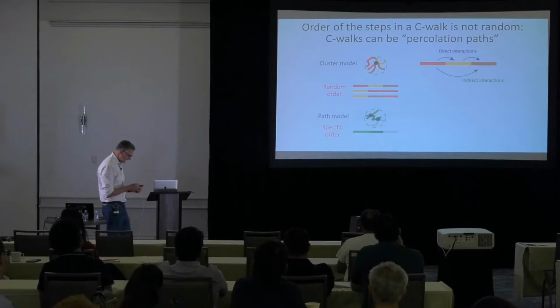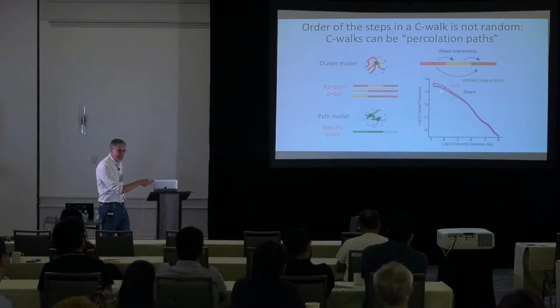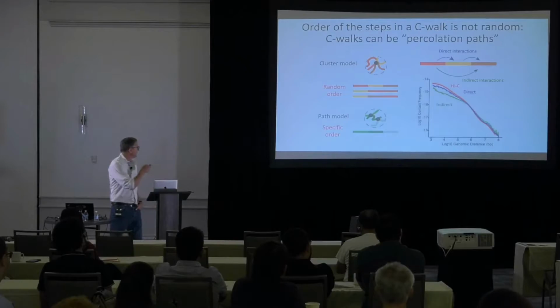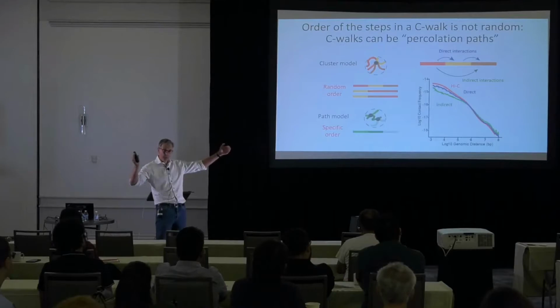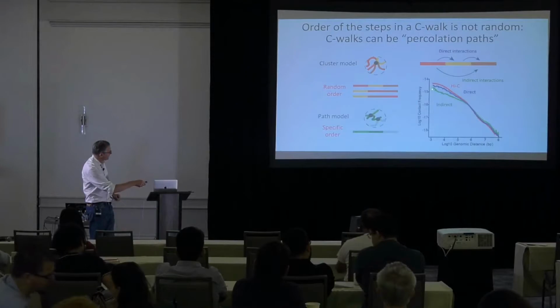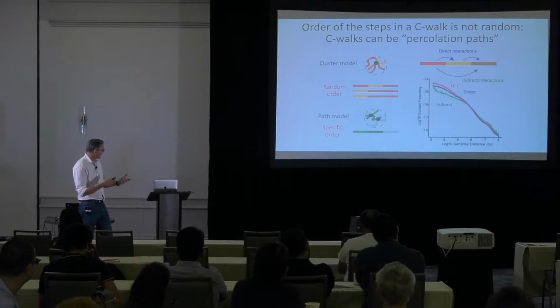One way to look at that is to look at the contact frequency on the y-axis versus genomic distance. For direct interactions, they look like Hi-C, as you would expect, because in Hi-C you're only sequencing the direct interactions. However, the indirect interactions are much more rare at shorter distances. These are log scale, and they get enriched for longer range interactions. If you take only very long molecules, where they have lots of long indirect interactions, it gets flatter and flatter, and at some point this P of S plot is almost flat. So indirect interactions are not equivalent to direct interactions. The order is not random, and we're looking at more of a path model.